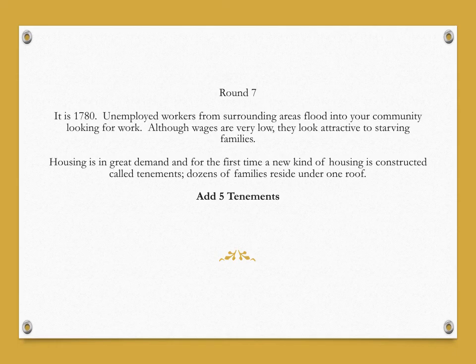It is 1780. Unemployed workers from surrounding areas flood into your community looking for work. Although wages are very low, these wages look attractive to starving families. Housing is in great demand, and for the first time, a new kind of housing is constructed called tenements. Dozens of families residing under one roof. Add 5 tenements to your city and pause the video until you're ready to move on.